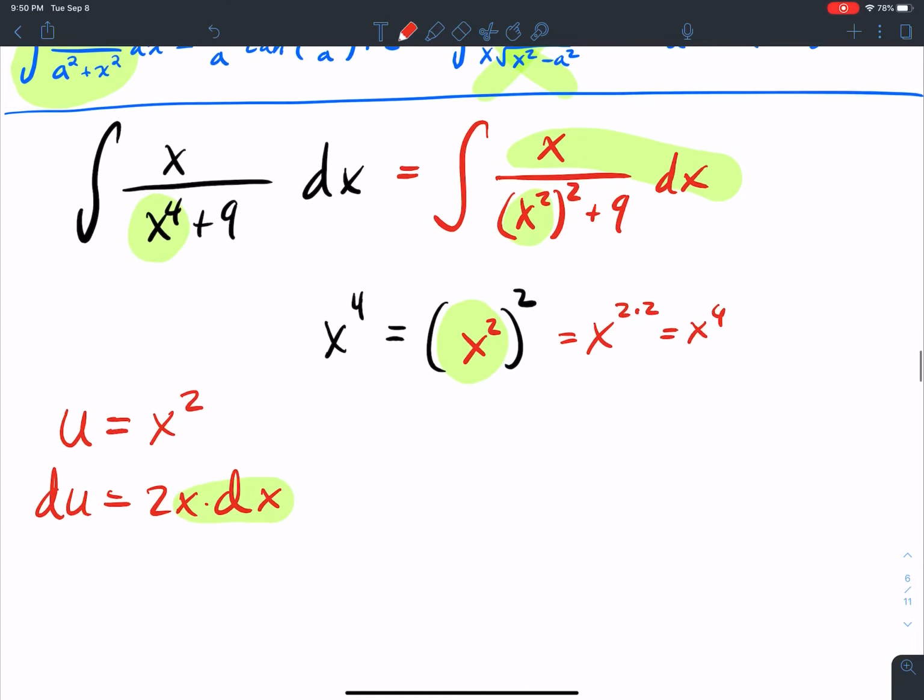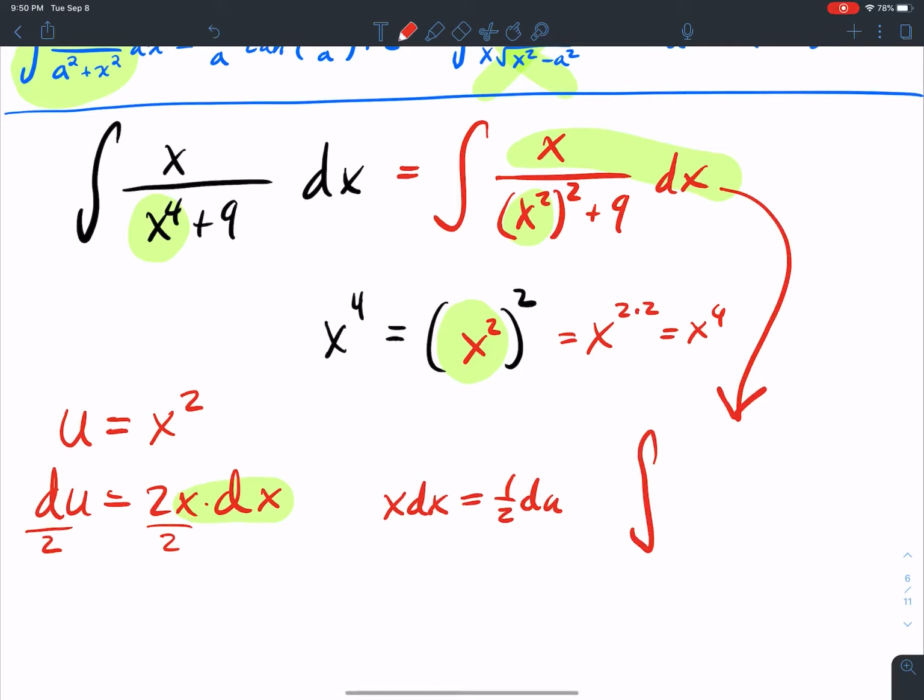So you can either divide through by 2 on both sides. And so you have x dx equals 1/2 du, which is perfectly fine to do. So that becomes the integral of 1/2 du over u squared plus 9.